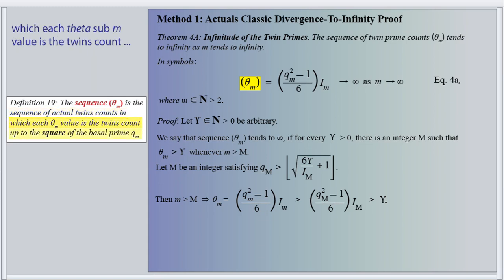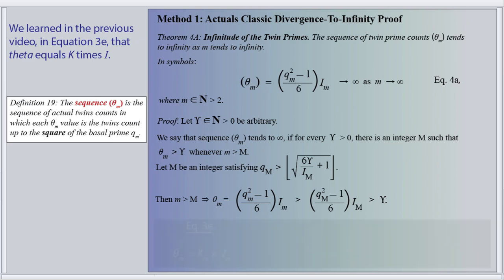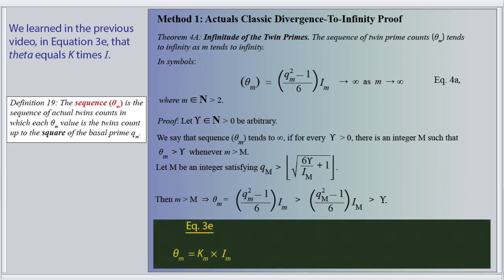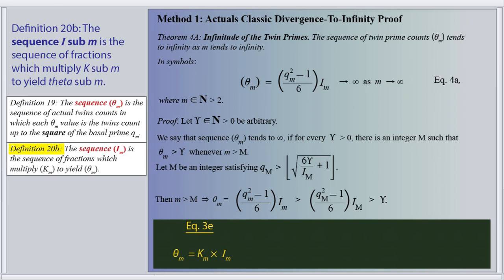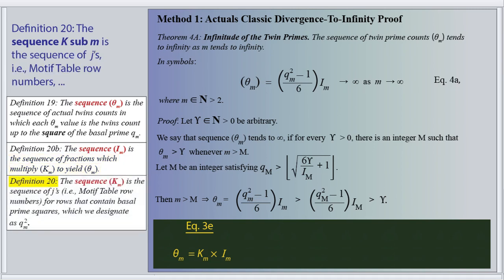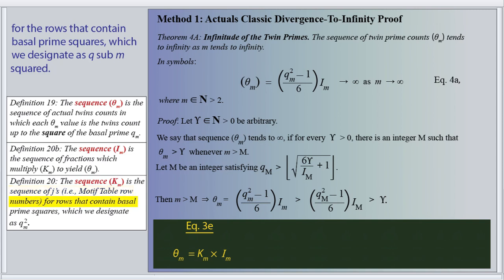is the twins count up to the square of the basal prime q sub m. We learned in the previous video in equation 3e that theta equals k times I. Definition 20b. The sequence I sub m is the sequence of fractions which multiply k sub m to yield theta sub m. Definition 20. The sequence k sub m is a sequence of j's, that is, motif table row numbers, for rows that contain basal prime squares, which we designate as q sub m squared.